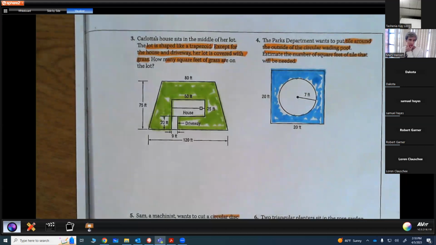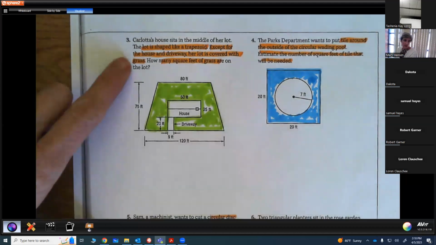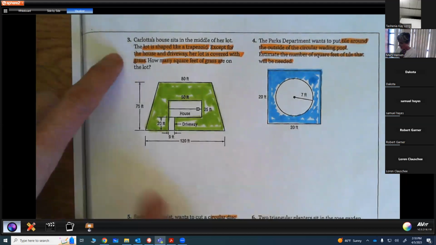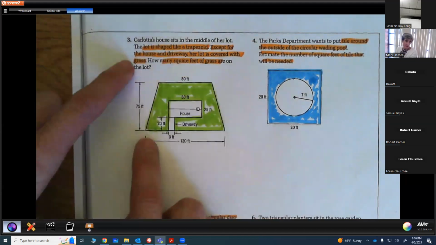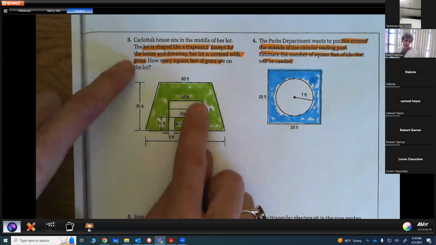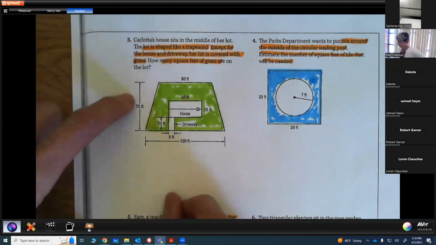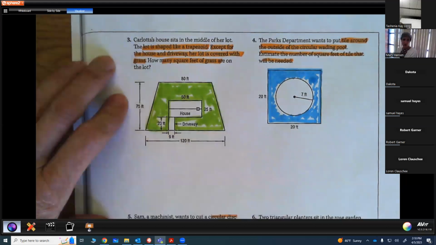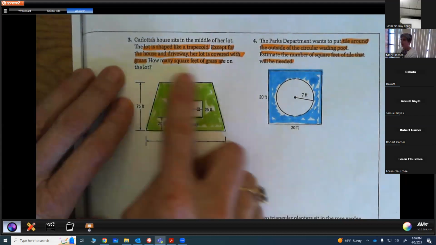So if you look at number 3, it says Carlotta's house sits in the middle of her lot. The lot is shaped like a trapezoid. That's this outside figure, a trapezoid. And except for the house and the driveway, her lot is covered with grass. How many square feet of grass are on the lot? So, can you tell me, just in words, how you would find the area of all the green grass that I've colored?